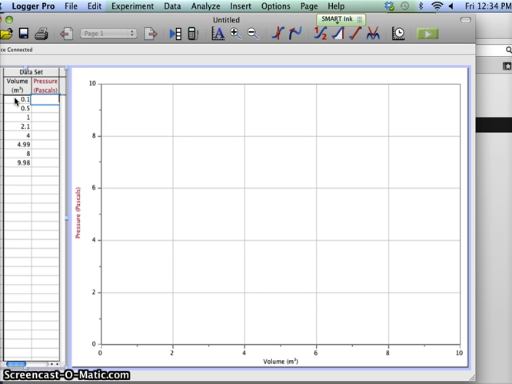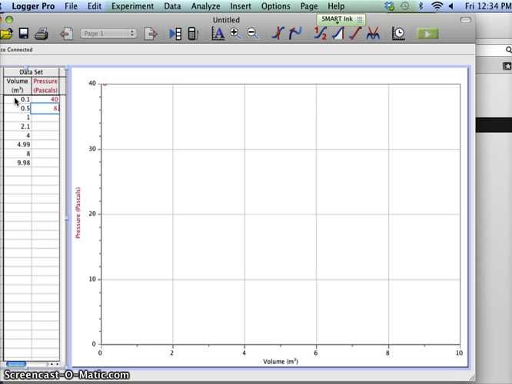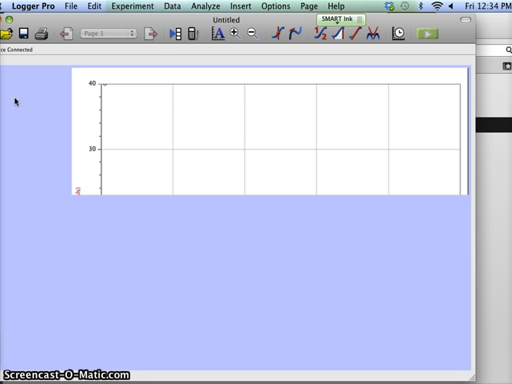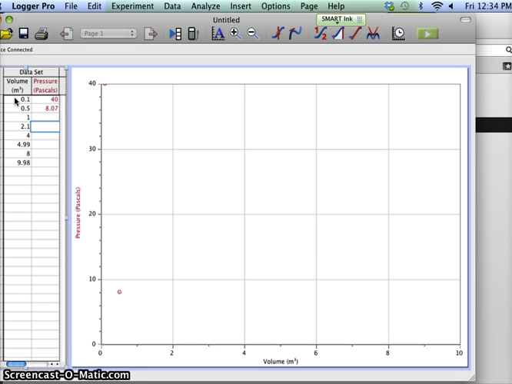By the way, I'm using the up, down, right, left arrows to navigate in the data table. That makes it easy. Now read me the pressures, please. 40. Yep. 8.07. Dang, you guys are doing it in harmony. You are awesome. 4. Okay, 4. 2. 2. 1.01. Okay. 0.8. 0.8. 0.5. 0.5. 0.4. 0.4. Very good.